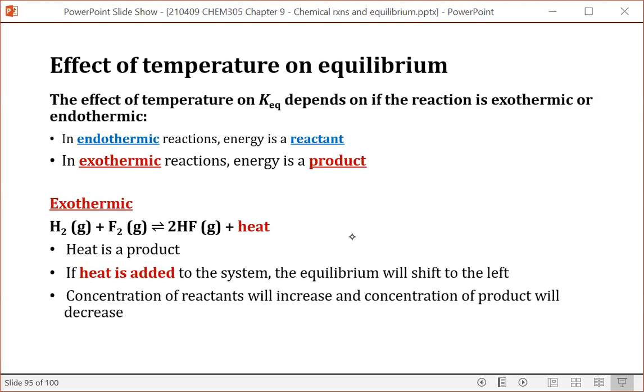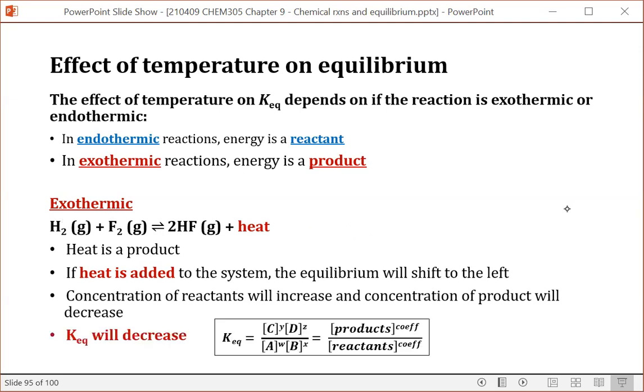So if heat is added to the system, equilibrium is going to shift to the left to favor the reverse reaction. And so the concentration of the reactant is going to increase and the concentration of the product will decrease. And we could predict that KEQ would end up decreasing because our concentration of reactants would go up as we're favoring the reverse reaction, and our concentration of products would go down. And so you'd have a large number in your denominator here, which results in a decimal value, a small value for KEQ.